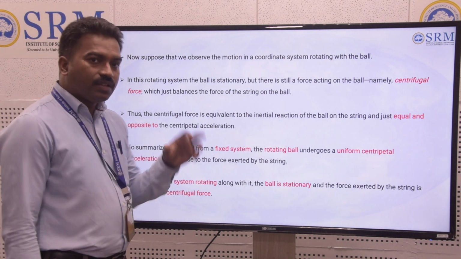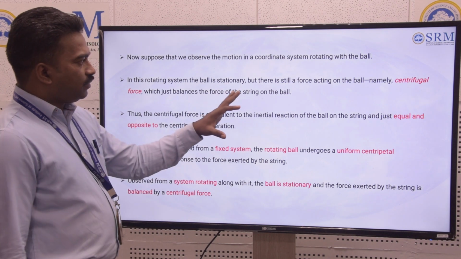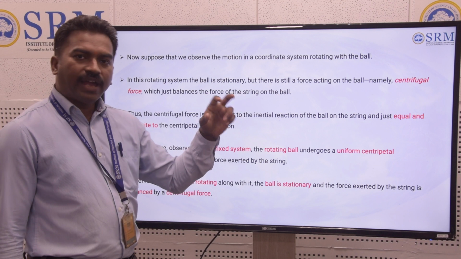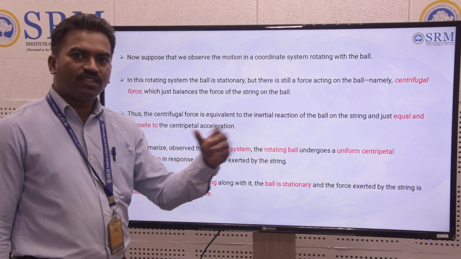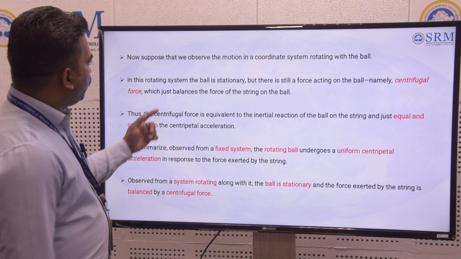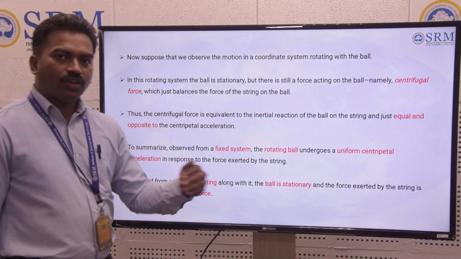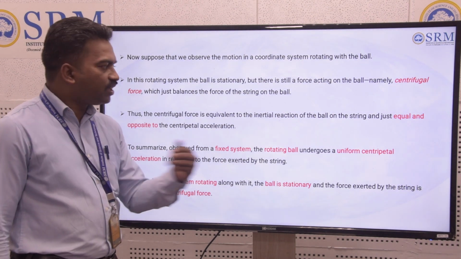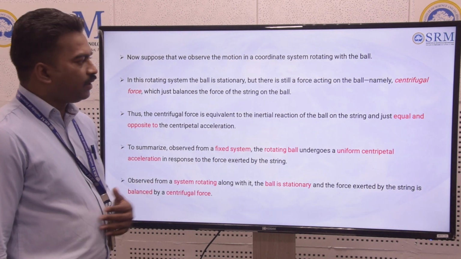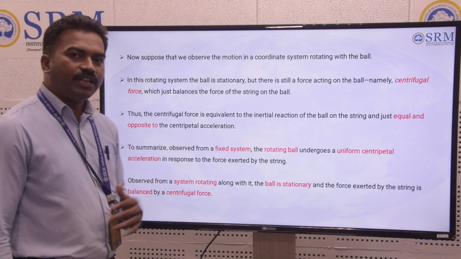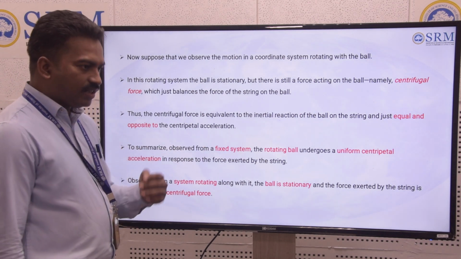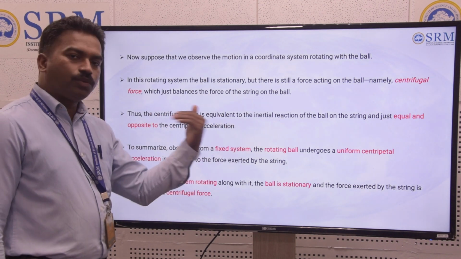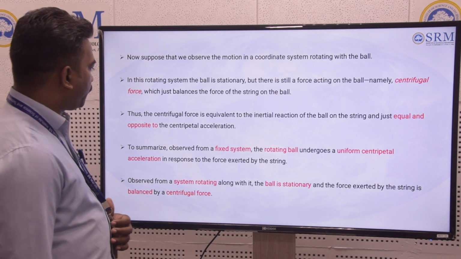In this rotating system, the ball is stationary. So a force acting on the ball, which we call the centrifugal force, just balances the force of the string on the ball. The centrifugal force is equivalent to the inertial reaction of the ball on the string, and is equal and opposite to the centripetal acceleration. In other words, the centrifugal force is equivalent and opposite to the centripetal acceleration.